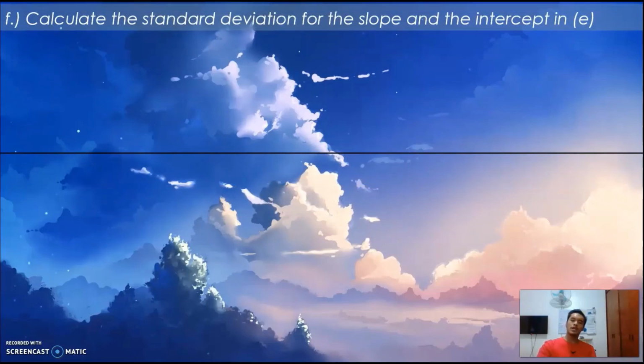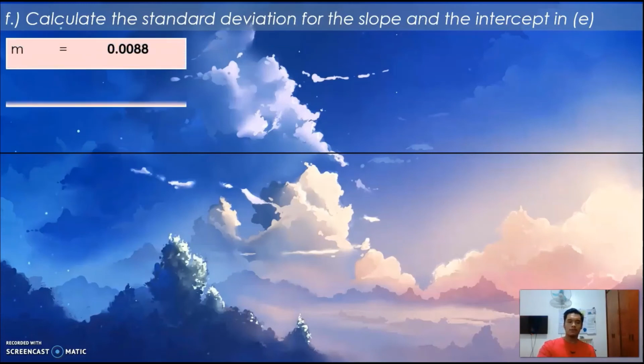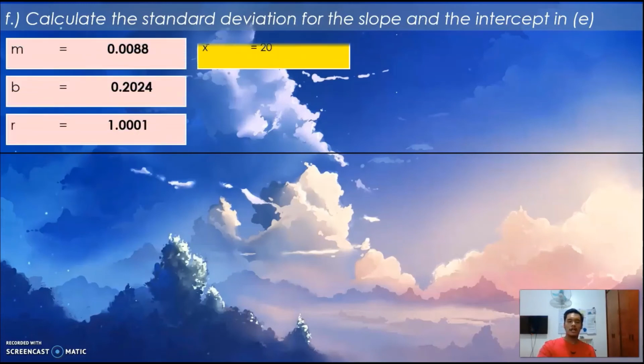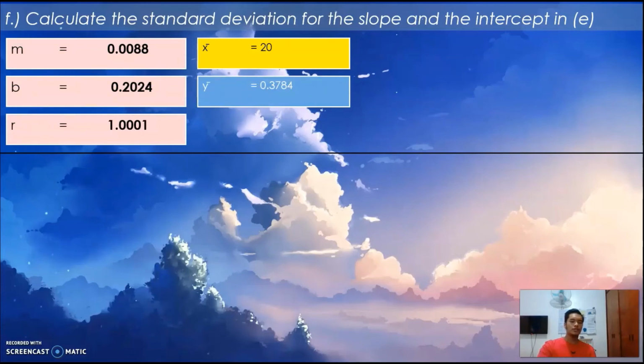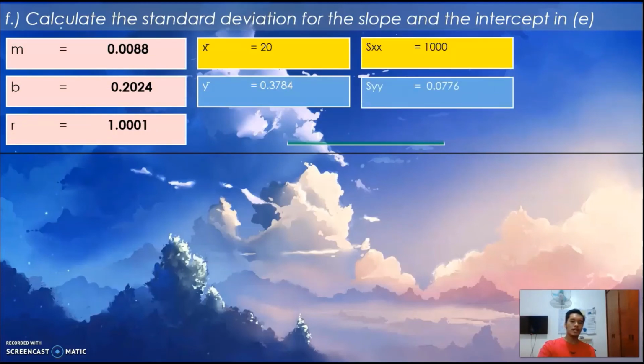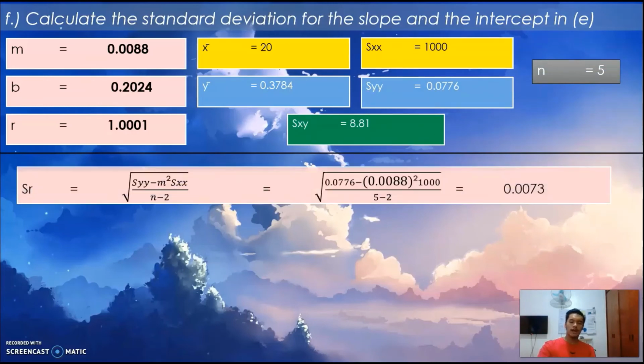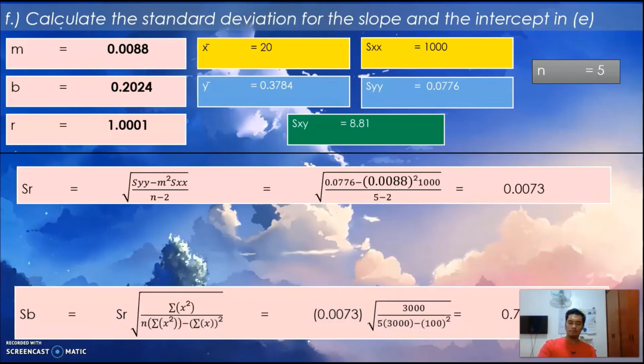Calculate the standard deviation for the slope and the intercept, or SB and SM. So we have the M, B, and R calculated. We have X average, Y mean, SXX, SYY, SXY calculated. And we have the number of data, which is 5. So using the formula, the standard deviation of the residuals, SR, is the square root of SYY minus slope squared times SXX over N minus 2. We'll have a value of 0.0073. We will use this value to calculate SB.